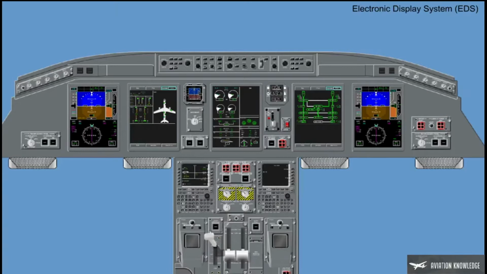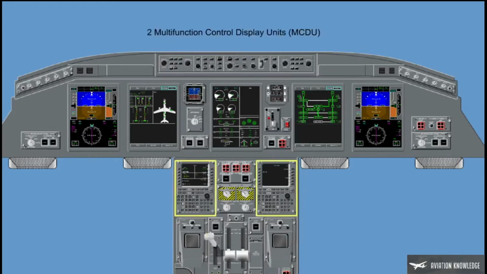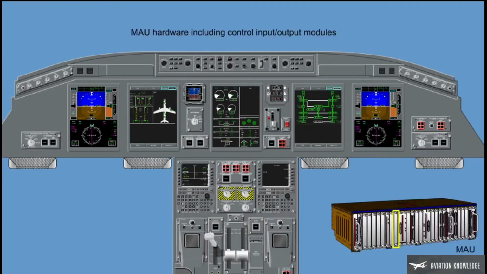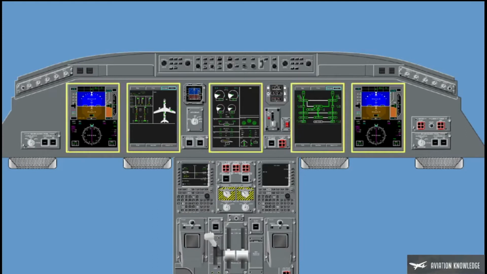The Electronic Display System, EDS, presents primary flight, navigation, and system information to the flight crew. The EDS consists of 5 display units, a guidance panel, 2 cursor control devices, CCDs, 2 multifunction control display units, MCDU, the EICAS full button, 2 reversionary panels, MAU hardware including control input-output modules, and an EDS application software on dedicated processor modules.